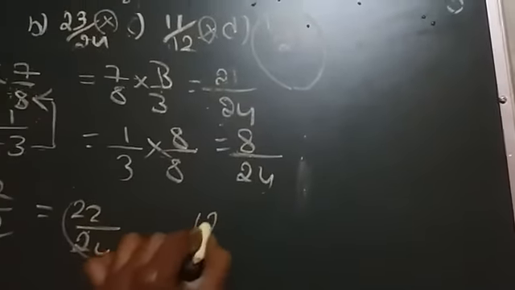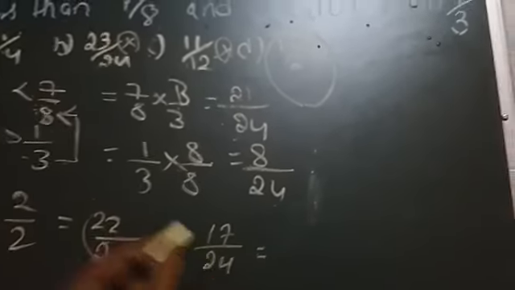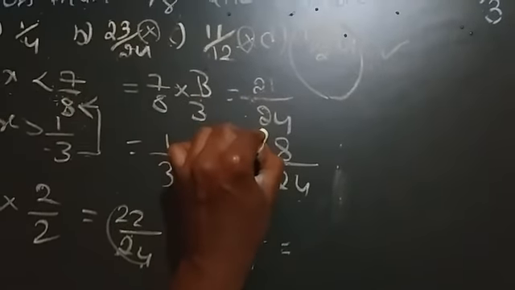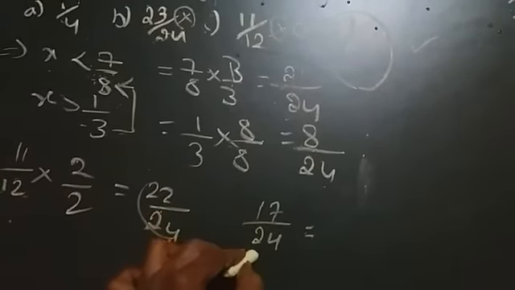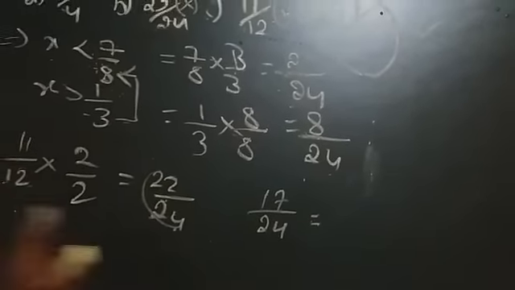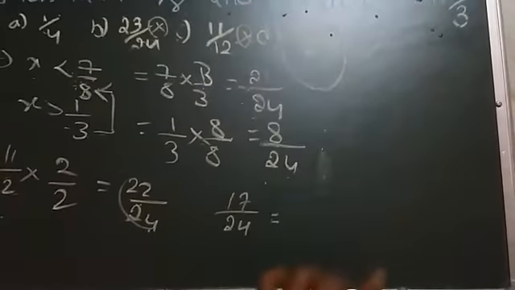Let us check whether we got the answer or not, whether it is satisfied or not. So 17 by 24. 17 by 24 is less than 21 by 24. It is correct. It is satisfying. And 17 by 24 is greater than 8 by 24. The second condition is also satisfying. So the final answer will be 17 by 24.